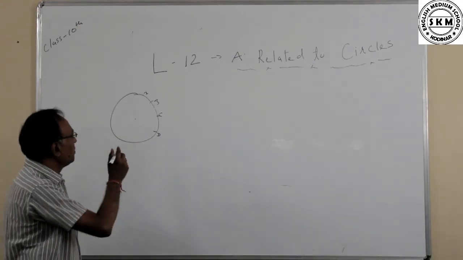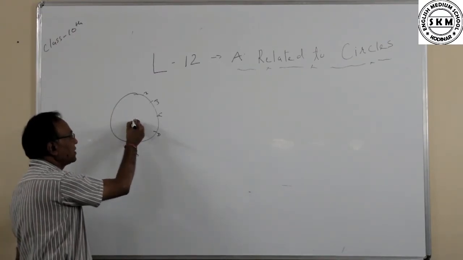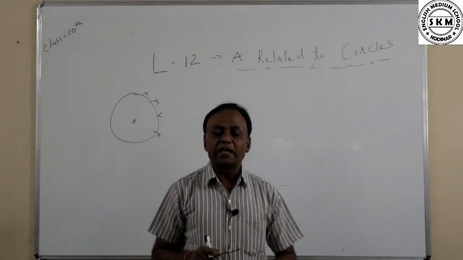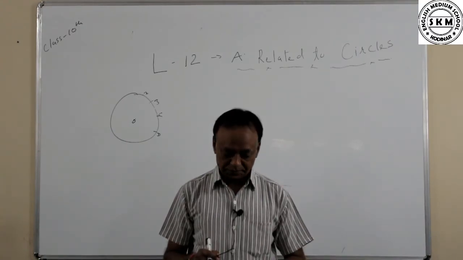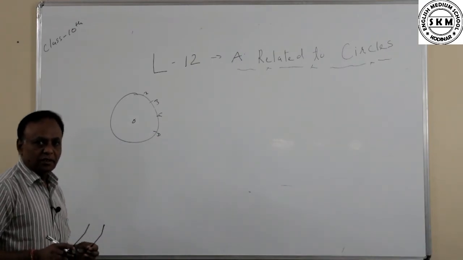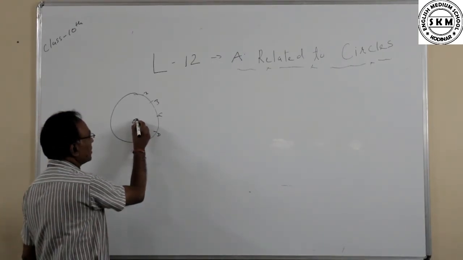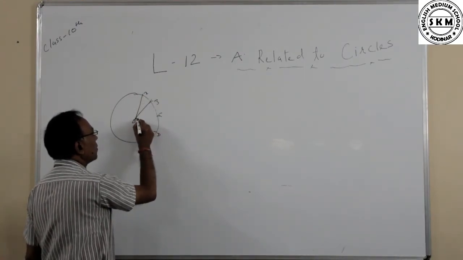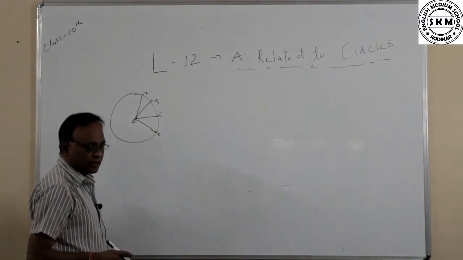Now the fixed point, suppose O, I give it the name O. It is called the center of a circle. Now radius. So radius, suppose OA, OB, OC, OD, it is called the radius.